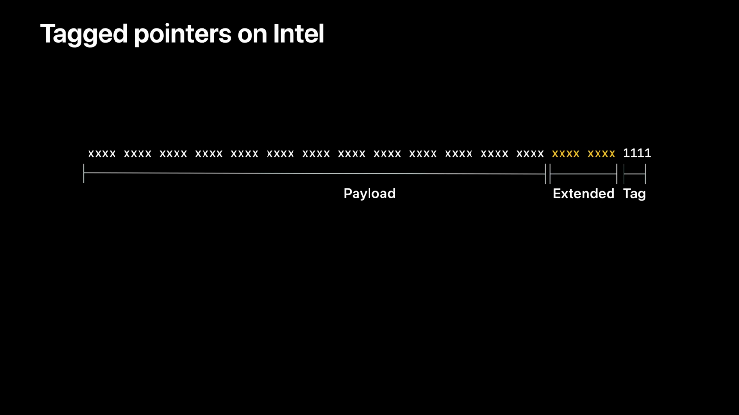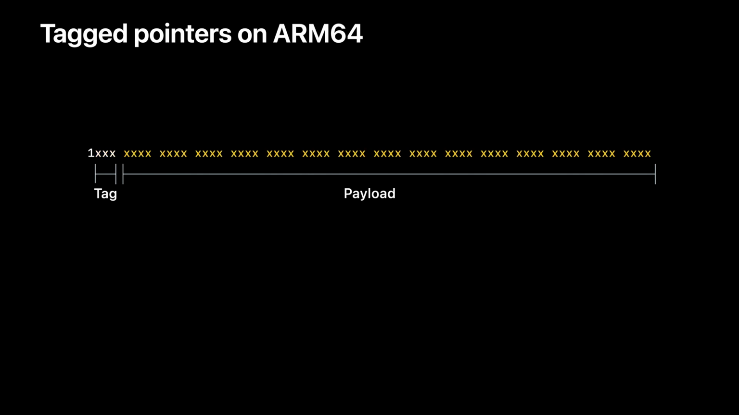Now that's tagged pointers on Intel. Let's have a look at ARM. On ARM64, we flip things around. Instead of the bottom bit, the top bit is set to 1 to indicate a tagged pointer. Then the tag number comes in the next 3 bits. And then the payload uses the remaining bits.